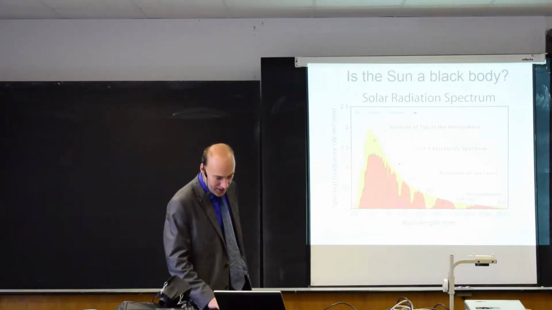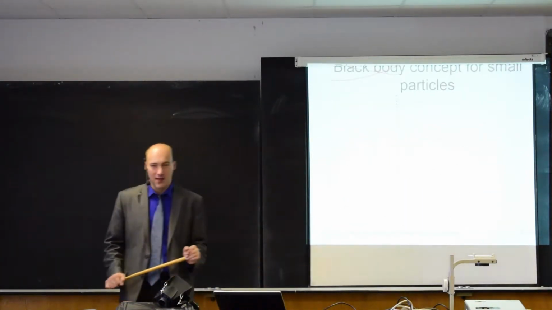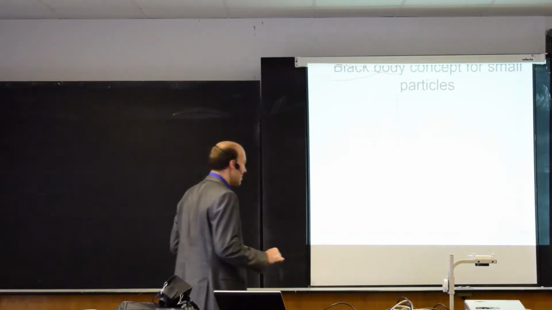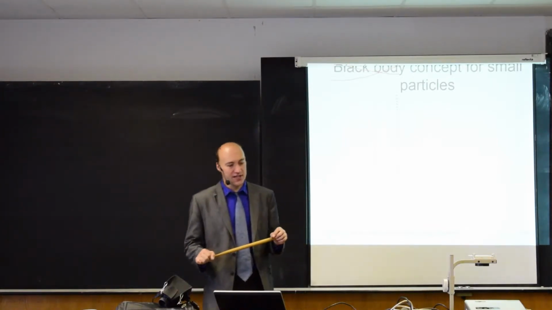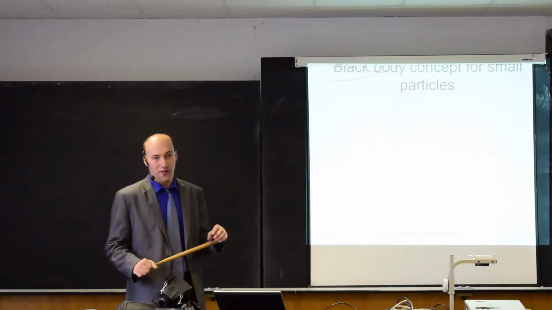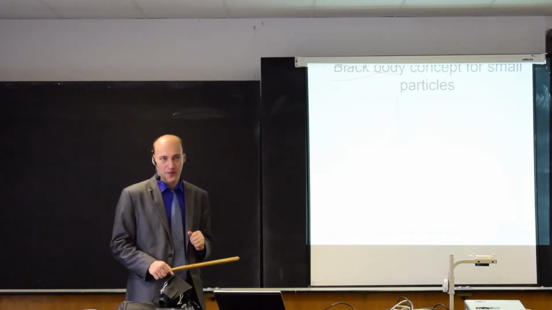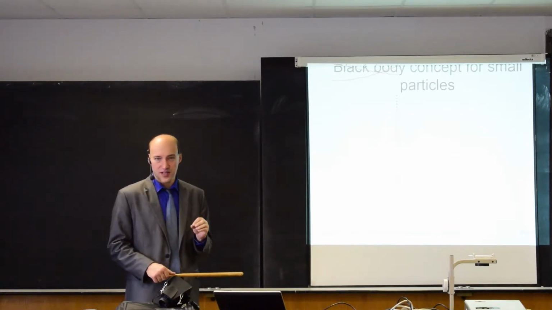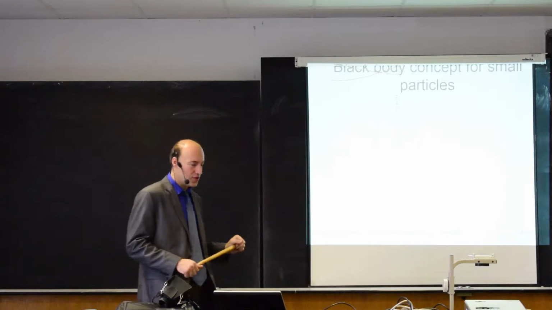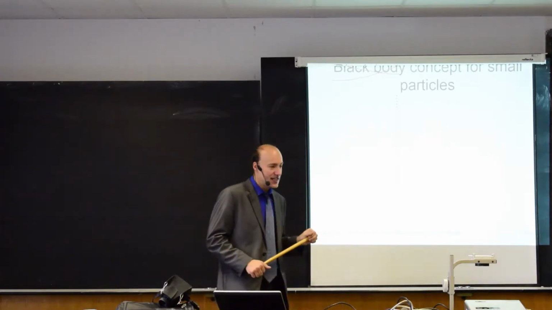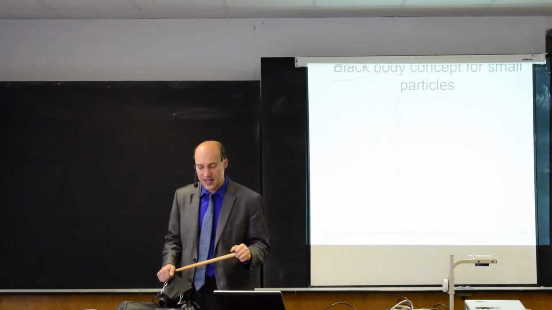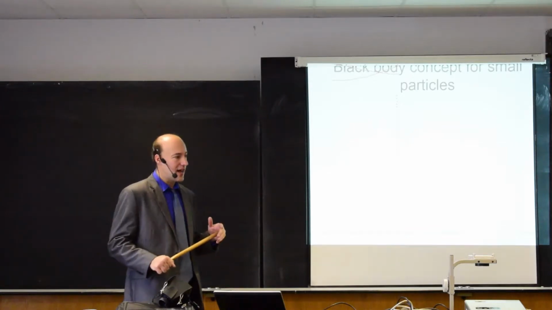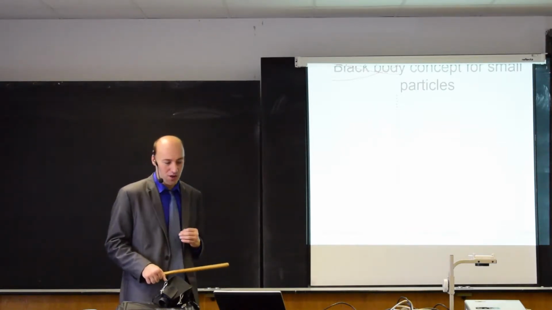Another thing is that the black body is an ideal object, and it is defined for objects that are much larger than the wavelength of the radiation. So if you would like to measure the temperature of, for example, small particles like dust in the atmosphere, then you will find that the emissivity of those particles is much larger than 1. So it would seem like it is better than the black body object.